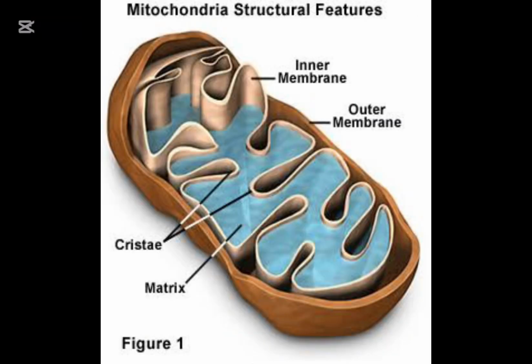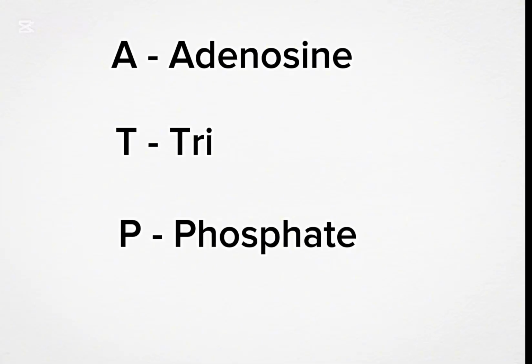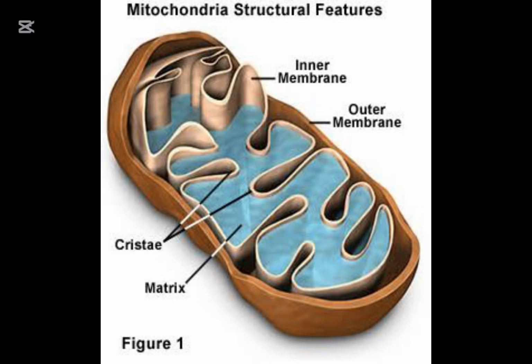The mitochondria functions as the powerhouse of the cell, and it does this by generating energy in the form of ATP through cellular respiration. So as you can see from the chemical equation, glucose here is broken down in the presence of oxygen to release carbon dioxide, water, and usable energy, ATP, which means adenosine triphosphate. So after production of ATP, the mitochondria distribute them to other cell organelles that need them for energy.